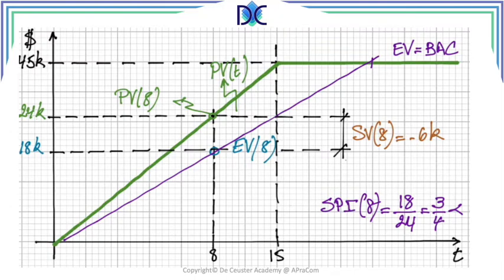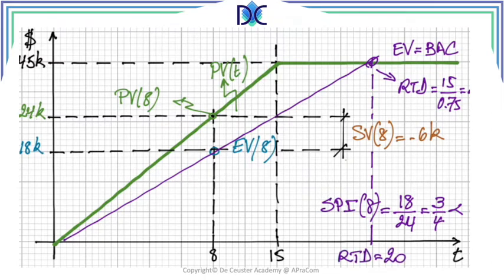But we see that we are late. But we come back to that later. Let's first have a look at how we get this time. Now, we want to know the revised total duration. So we take the original duration and we divide it by the SPI, which gives us an RTD, revised total duration, of 20 periods.